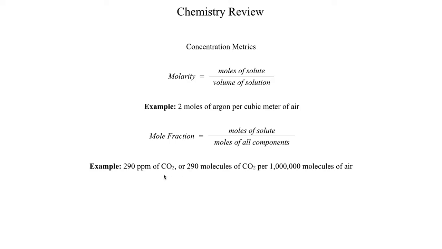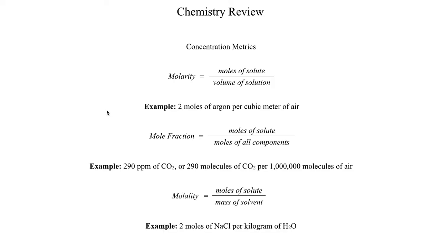In this particular example I've shown up on the screen here, 290 parts per million of carbon dioxide implies that you have 290 molecules of carbon dioxide per 1 million molecules of air. Usually gases that have concentrations comparable to this are referred to as trace gases.